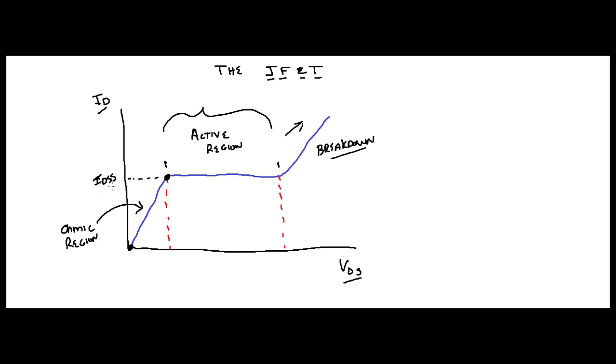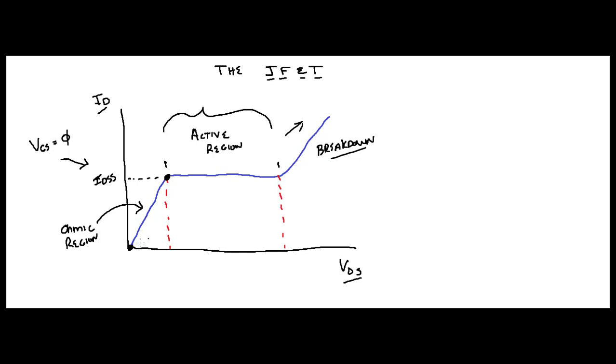Now, IDSS occurs when VGS equals 0. That stands for your drain current with the source shorted. Okay?